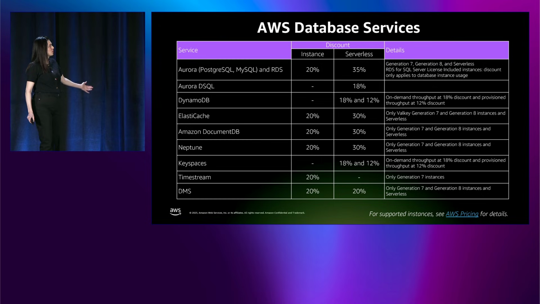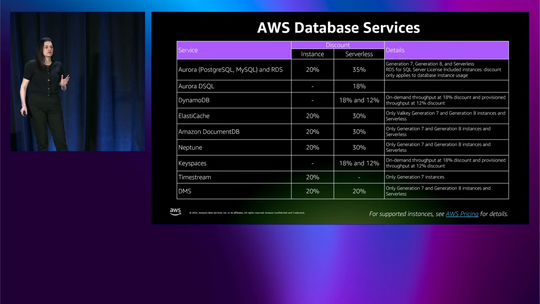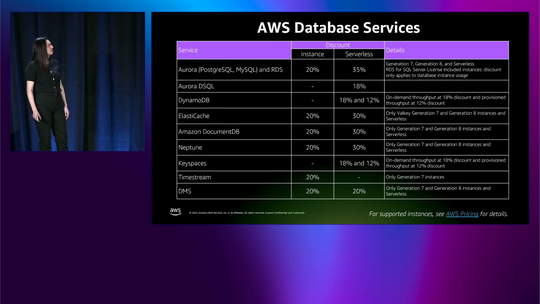As you can see, serverless has a higher discount. So this savings plan is actually encouraging you to modernize and move from instances to serverless. Once you do that, the savings that you will get from the same purchase will actually be higher because it will cover the serverless types.